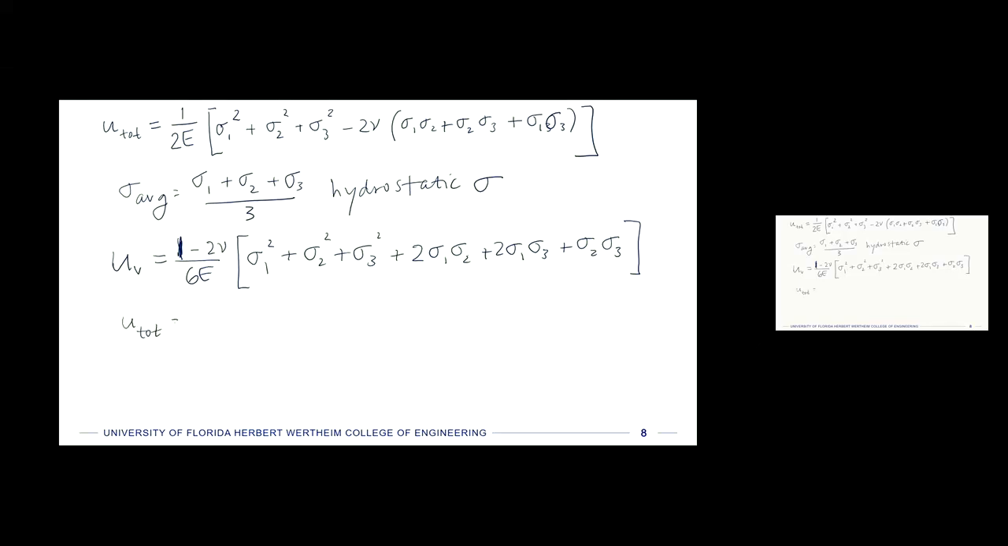If our total strain energy is this volumetric or hydrostatic strain energy plus the distortion strain energy, then our distortion strain energy is the difference between these two. So the total minus the volumetric. And so I'll write down an expression for that, which is (1 plus Poisson ratio) divided by 3E. And then we'll have our difference of stresses here squared.